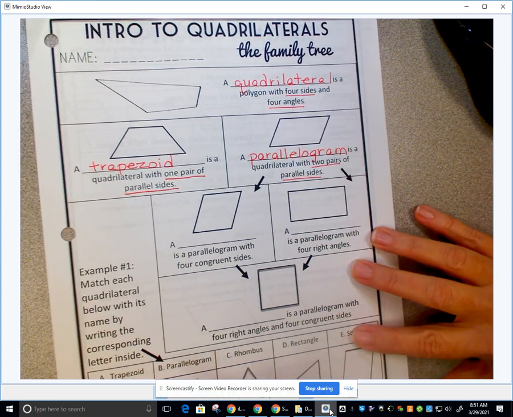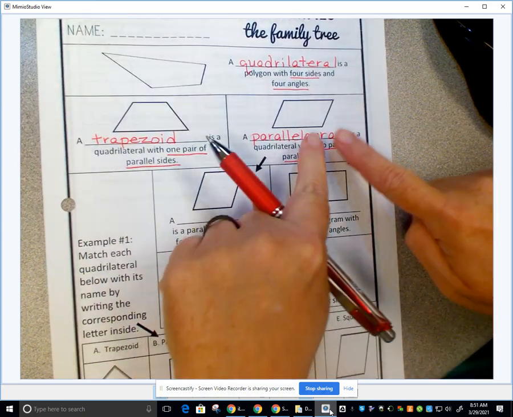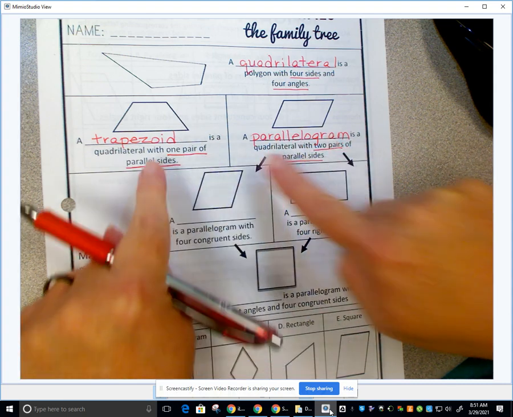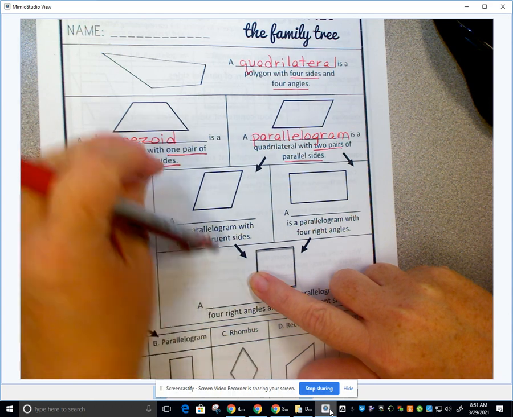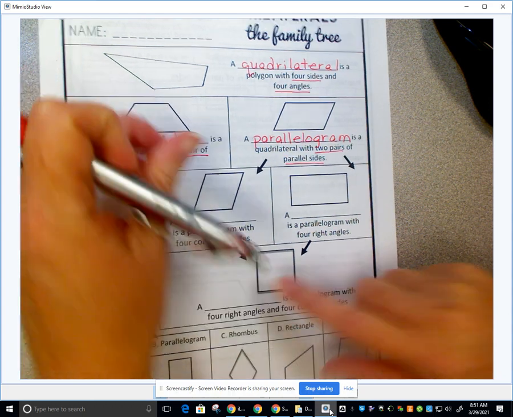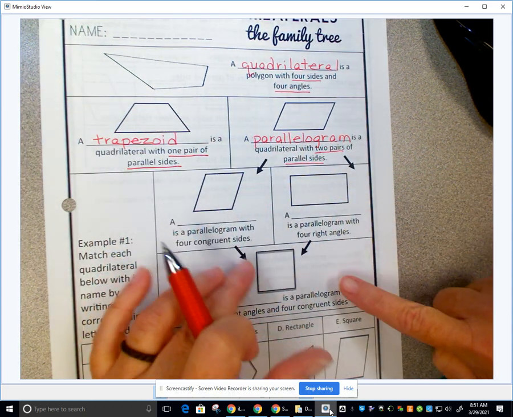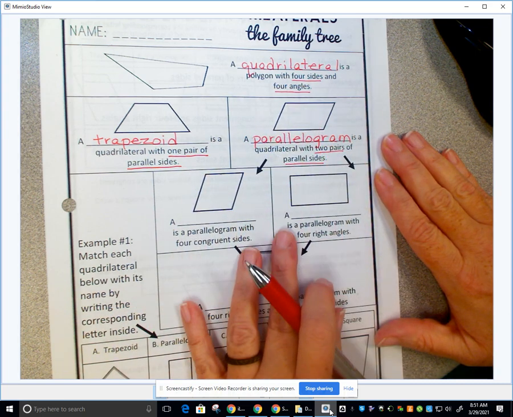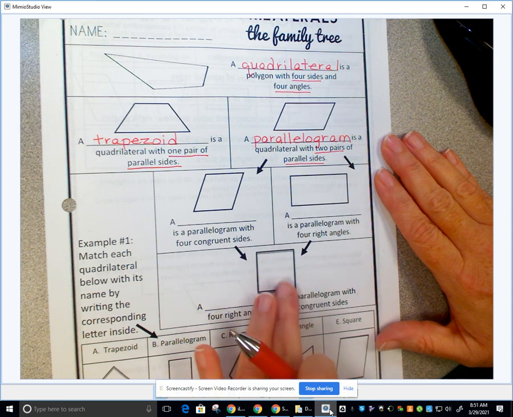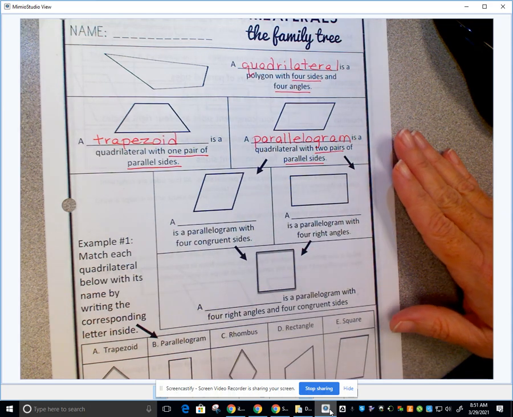Okay? Now our parallelogram, notice the trapezoid doesn't have any arrows that come down. A trapezoid is by itself. The parallelogram will have arrows coming down because everything under it would be types of parallelograms, because all of these have two pairs of parallel sides.